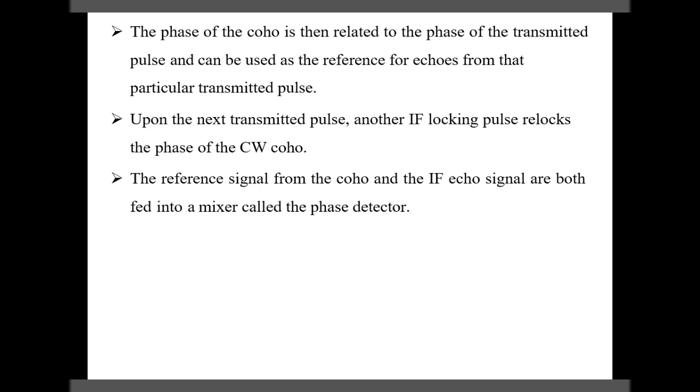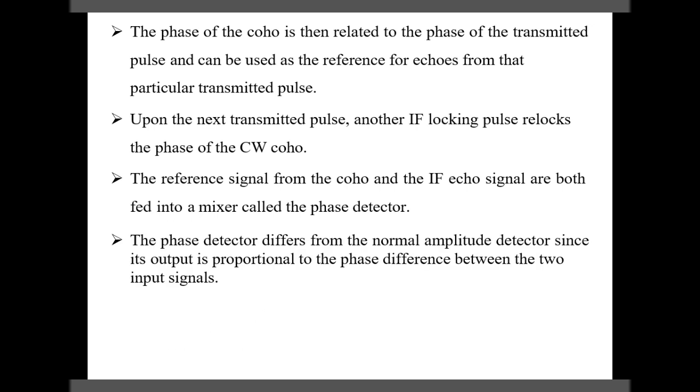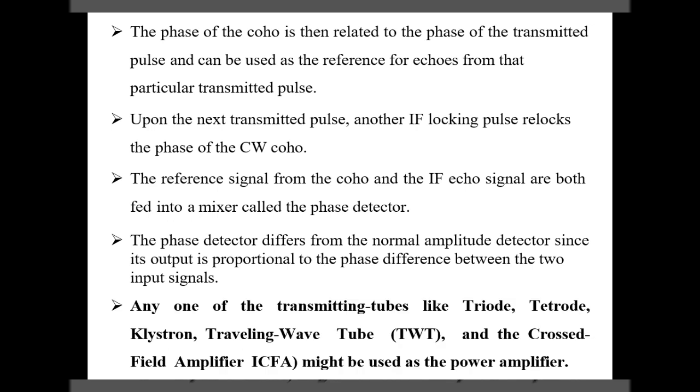The reference signal from the COHO and the IF echo signal are both fed into the mixer called the phase detector. The phase detector differs from the normal amplitude detector since its output is proportional to the phase difference between the two input signals. Any one of the transmitting tubes like triode, tetrode, klystron, traveling wave tube, and the crossfield amplifiers might be used as a power amplifier in this device. So this completes MTI radar with a power amplifier.